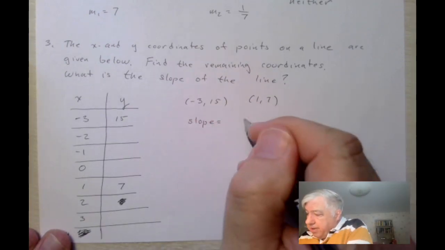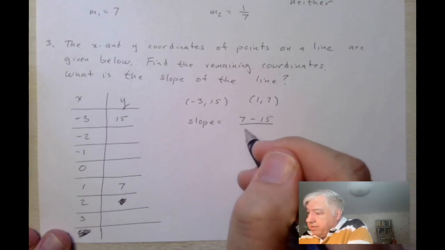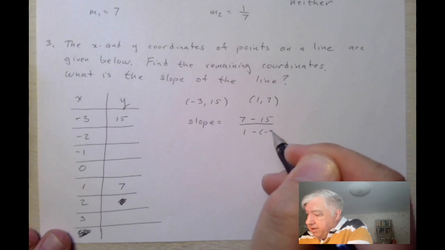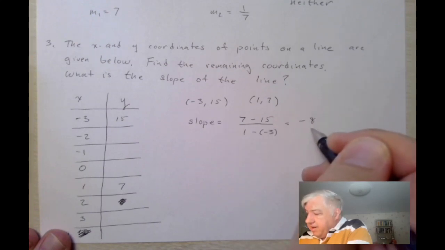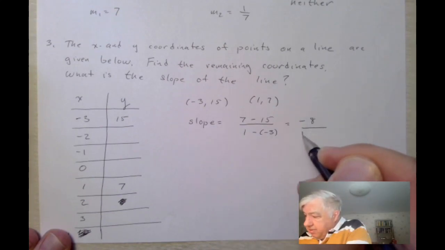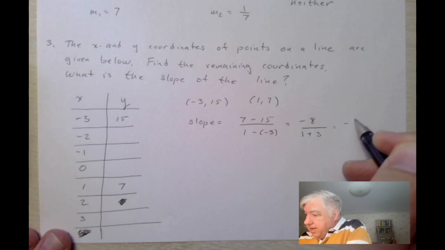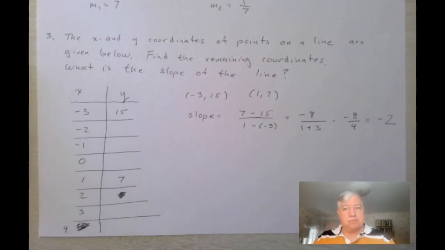So the slope will be 7 minus 15 over 1 minus negative 3. 7 minus 15 is negative 8, and this is 1 plus 3, so this is negative 8 over 4, which is negative 2. Right? All right, so this is negative 2.